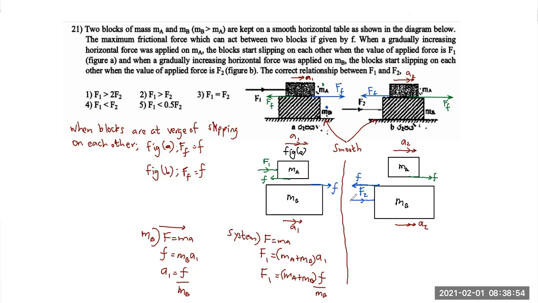Right, I'll use another color for this. If you take this system, for this entire system, let's apply F is equal to MA, towards right. What is your resultant force on the system? F2. Because if you take the whole system, the two forces F and F will cancel out each other. And for M, again, we have to put MA plus MB, that is the total mass.